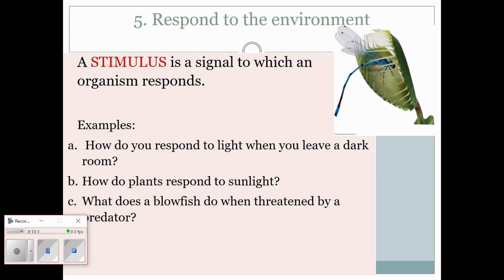How do plants respond to sunlight? Oftentimes you'll see plants bend toward the light and grow in the direction of the light. C, what does a glowfish do when threatened by a predator? We saw glowfish earlier in the PowerPoint, and it will puff its body up and make itself look bigger in order to try to scare the predator away.